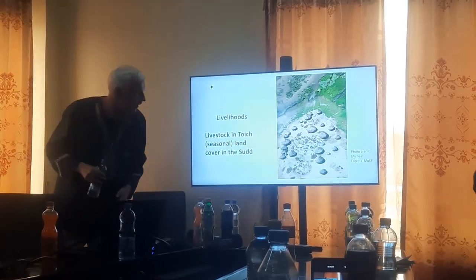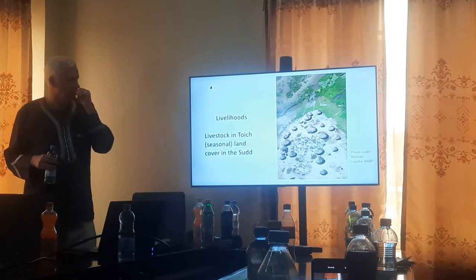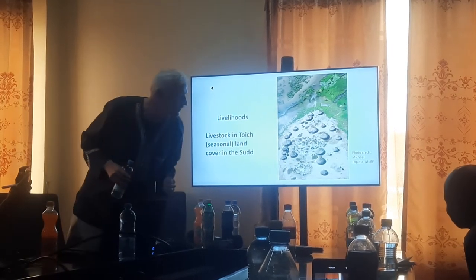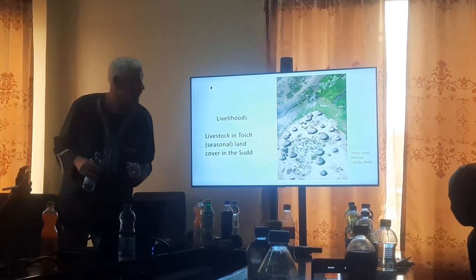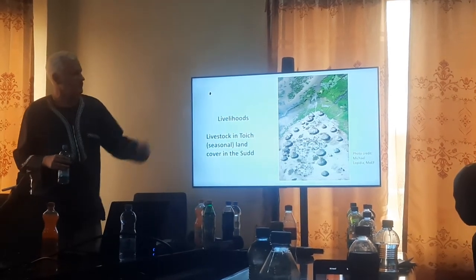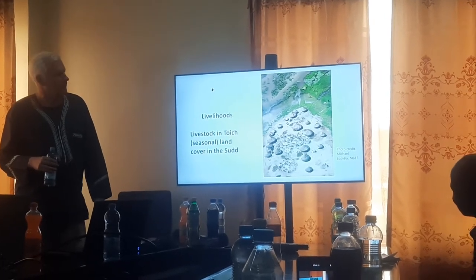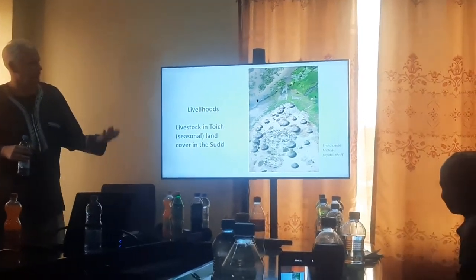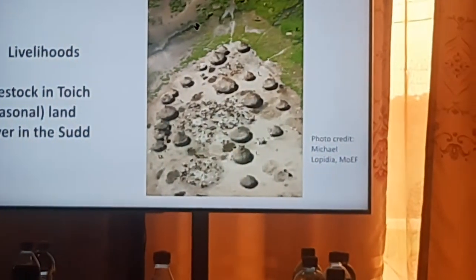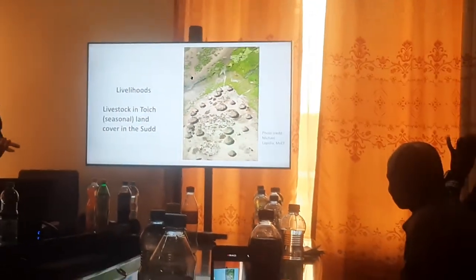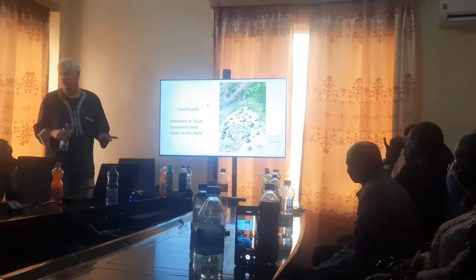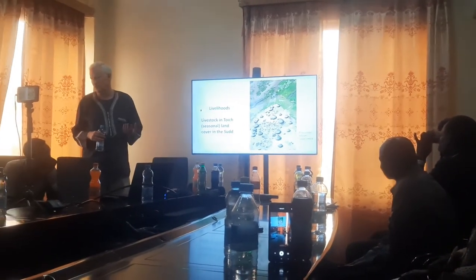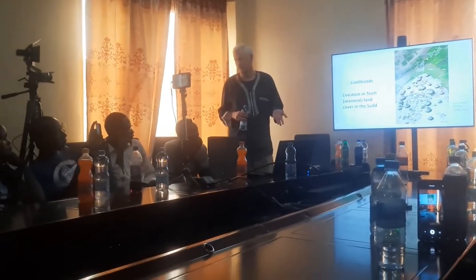And again, now we're in the Toich lands, seasonal. And this again comes from Michael Lopidi. Again, this just shows the relationship between man and the environment. And here, the importance is that the Toich, the seasonal grazing that's available for the cows, is so important, because if you take that seasonal pasture away, then the cows are going to suffer. That's fundamental, because it relates to so much that's characteristic of South Sudan.